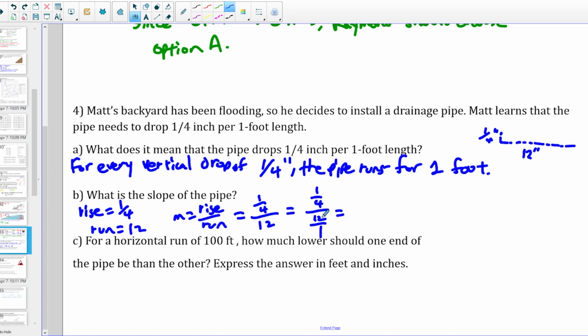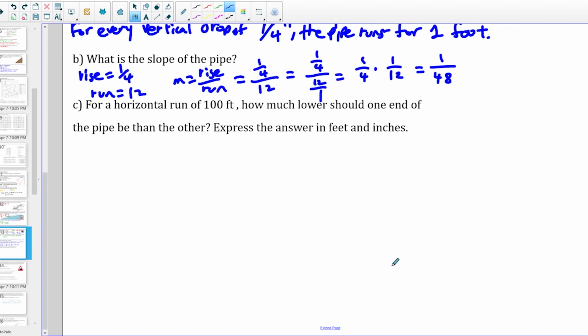And what happens when we divide fractions is we take the original top fraction, our numerator, so we just have 1/4, and we multiply it by the reciprocal of the denominator fraction here. So the reciprocal of 12 over 1 is 1 over 12. So now we're going to multiply straight across. 1 times 1 gives you a 1, and 4 times 12 gives you 48. So your slope is 1 over 48.